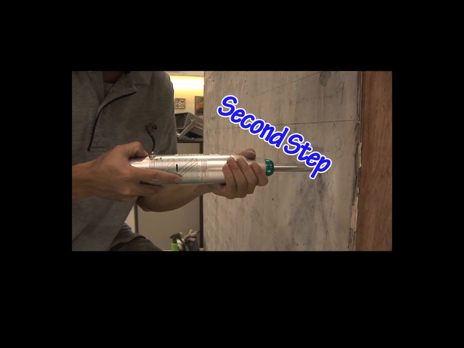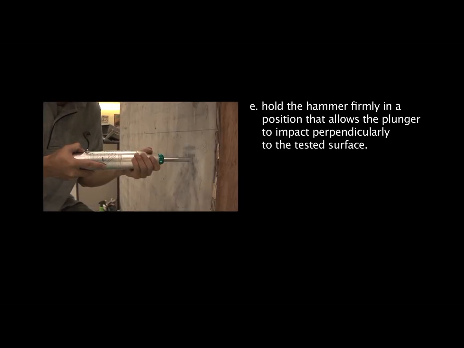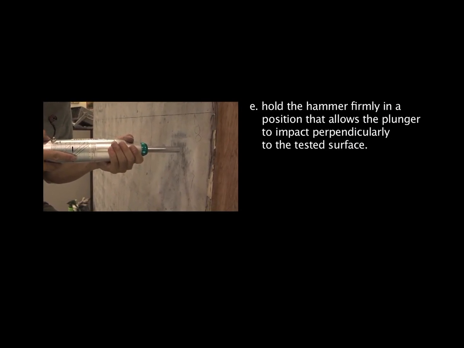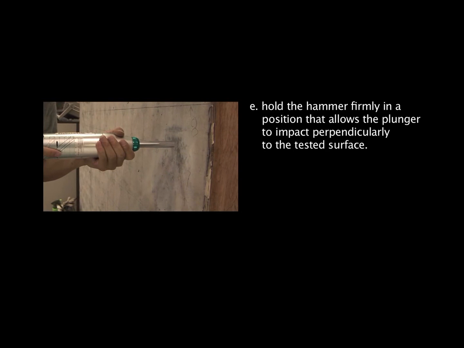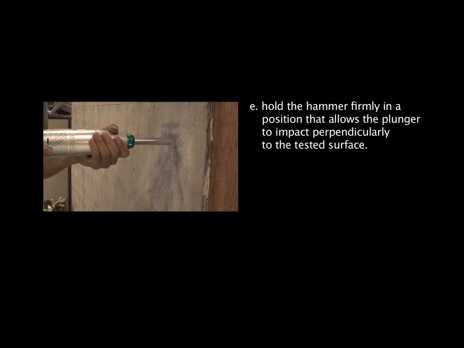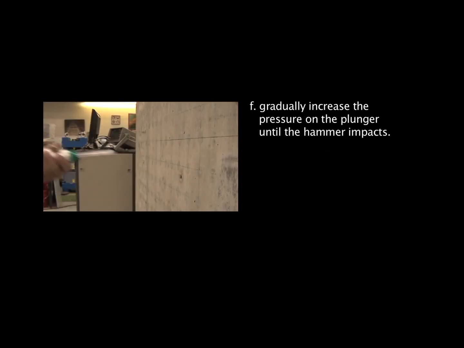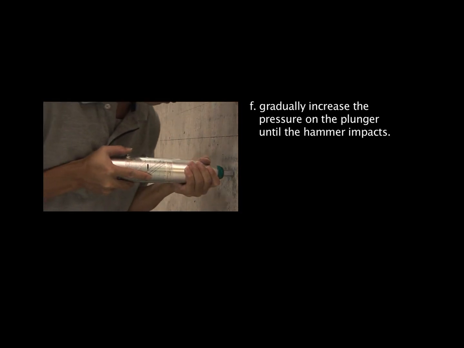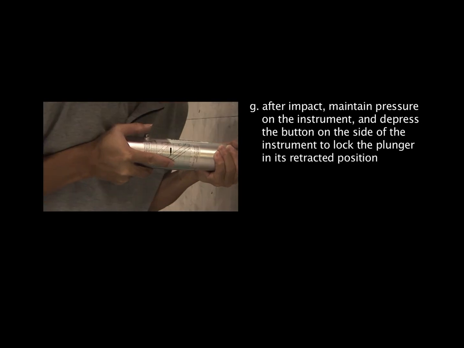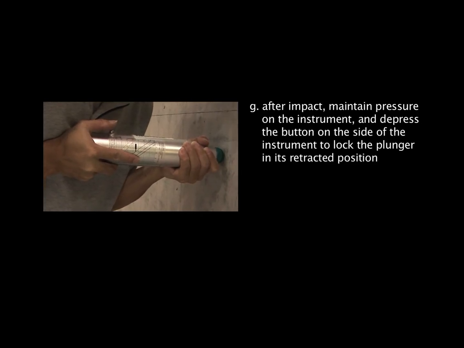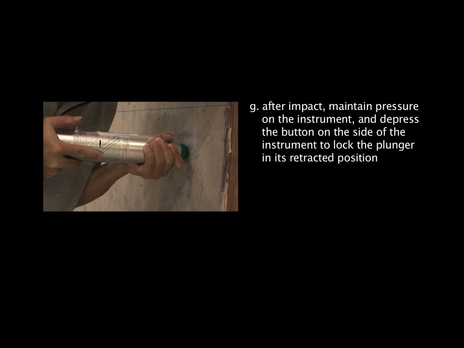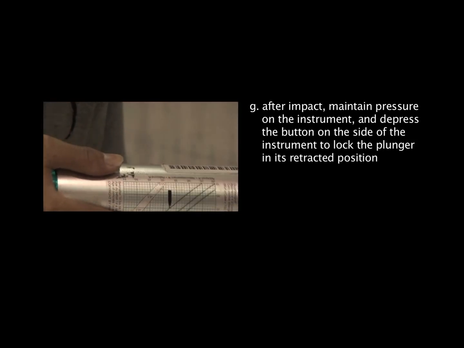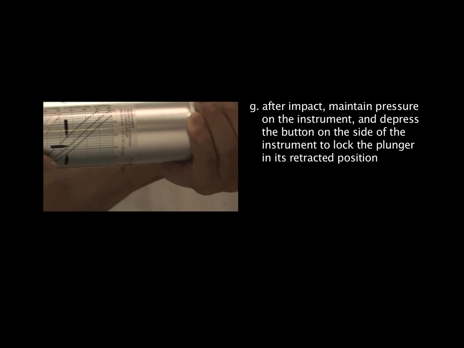The second step is measurement. E. Hold the hammer firmly in a position that allows the plunger to impact perpendicularly to the tested surface. F. Gradually increase the pressure on the plunger until the hammer impacts. G. After impact, maintain pressure on the instrument and depress the button on the side of the instrument to lock the plunger in its retracted position.